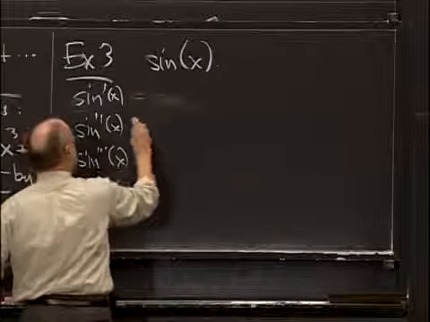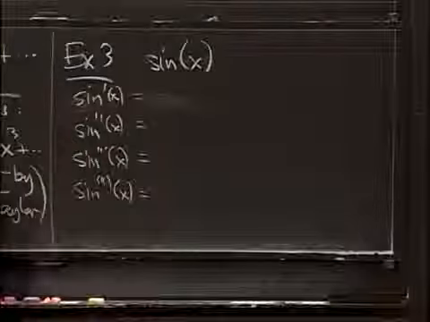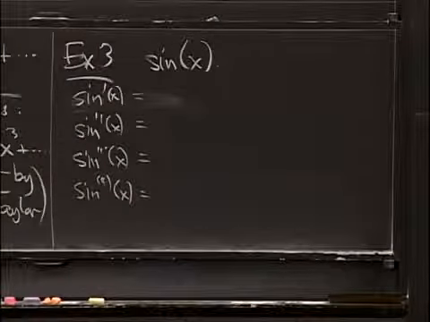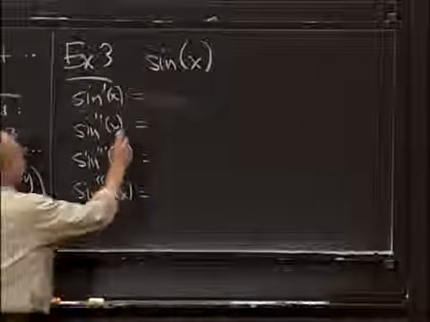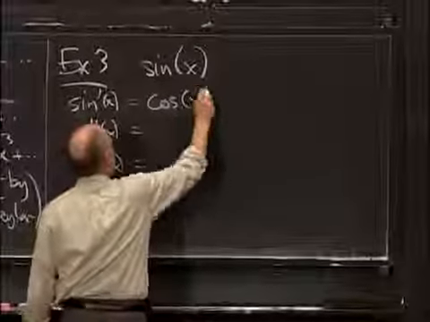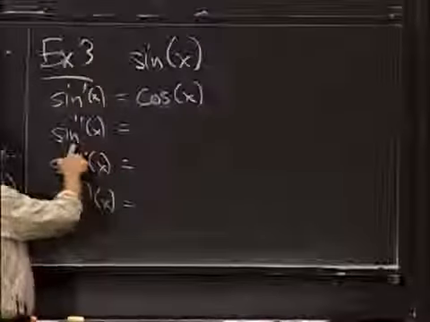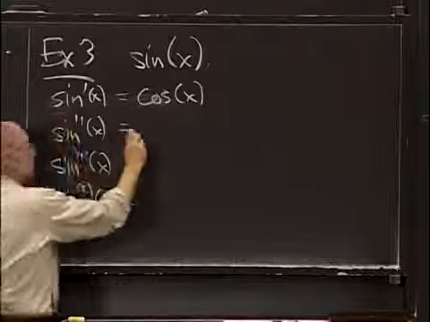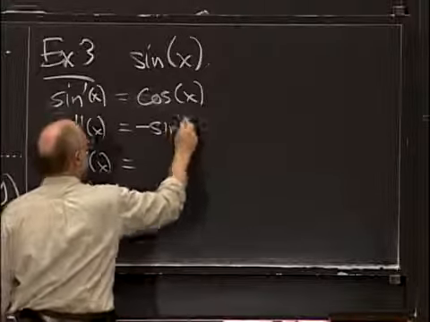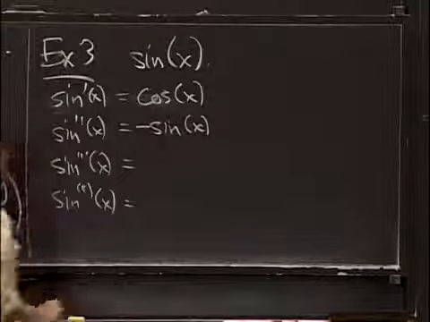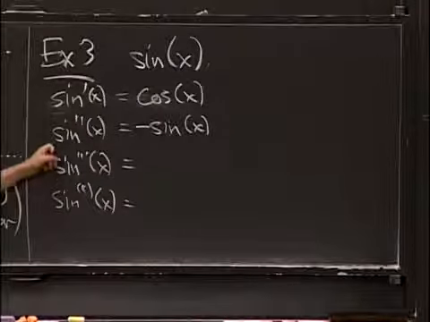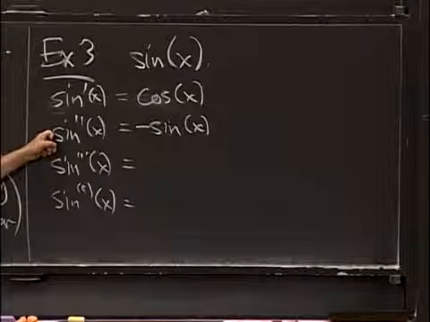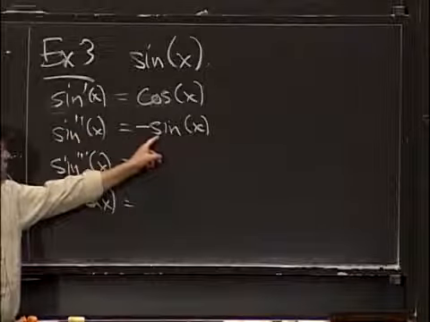Now, this sounds like it's going to be a lot of work. Let's see, the derivative of the sine is the cosine. And the derivative of the cosine, that's the second derivative of sine, is what? Remember the minus, it's minus sine of x. Okay, now I want to take the third derivative of the sine, which is the derivative of sine prime prime, so it's the derivative of this.